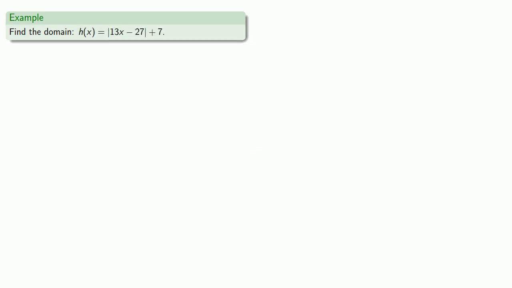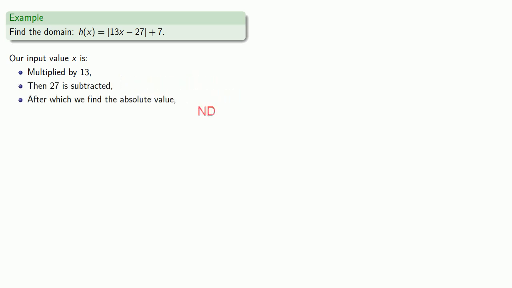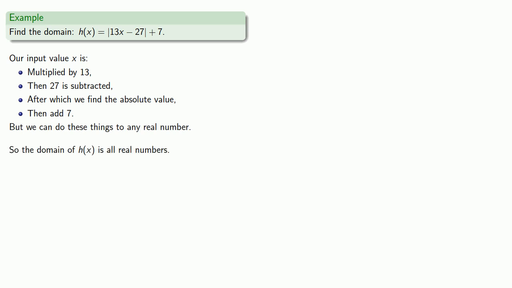What about non-polynomial functions? So for example, let's take h of x be the absolute value of 13x minus 27, plus 7. So let's see what happens to our input value. Our input value x is multiplied by 13, then 27 is subtracted, after which we find the absolute value, and then we add 7. But the important thing to recognize here is we can do these things to any real number. And so the domain of h of x is all real numbers.